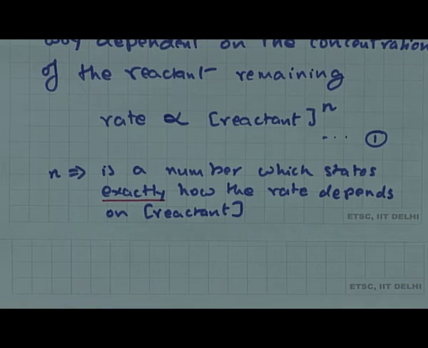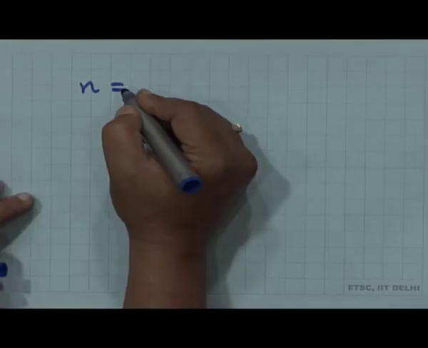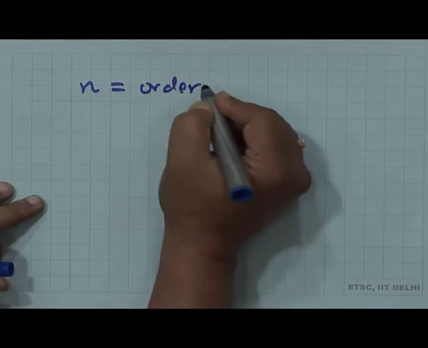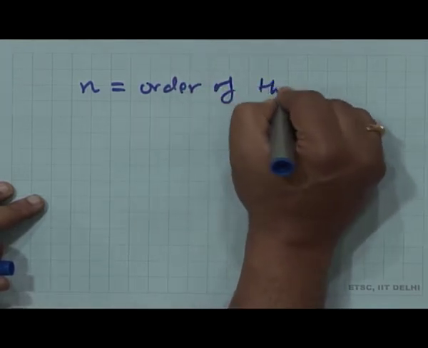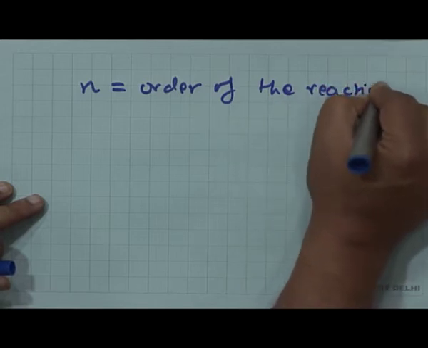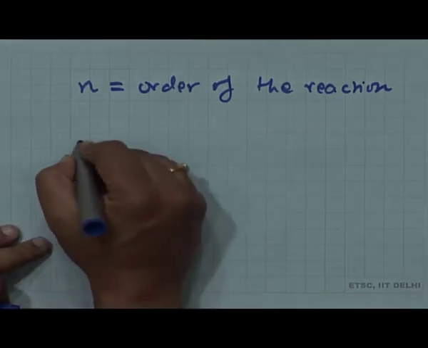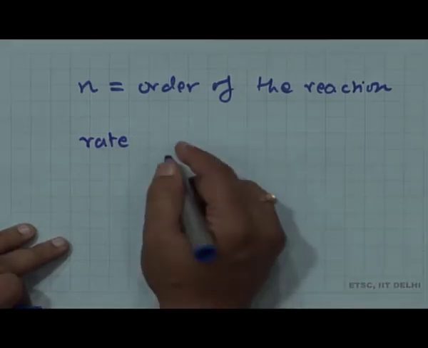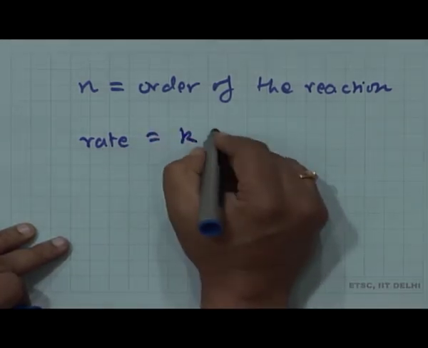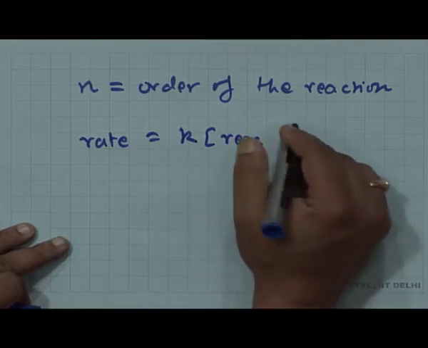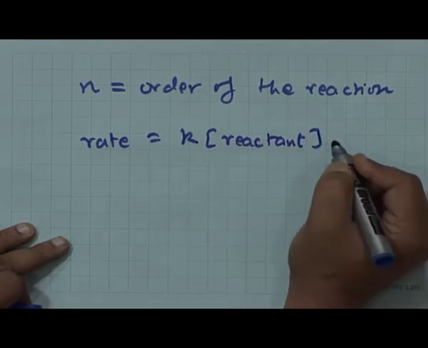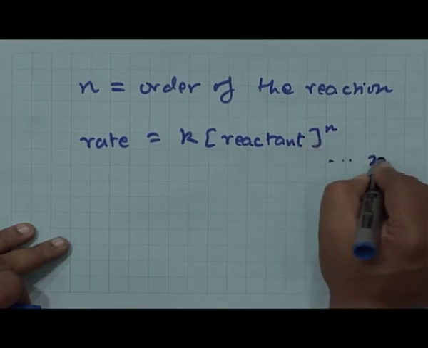So, this n states exactly the nature of dependence of the reaction rate on the concentration of the reactant. N, therefore, is the order of the reaction. We can remove the proportionality and write that rate is equal to K times the concentration of reactant raised to the power n. Let this be equation 2.